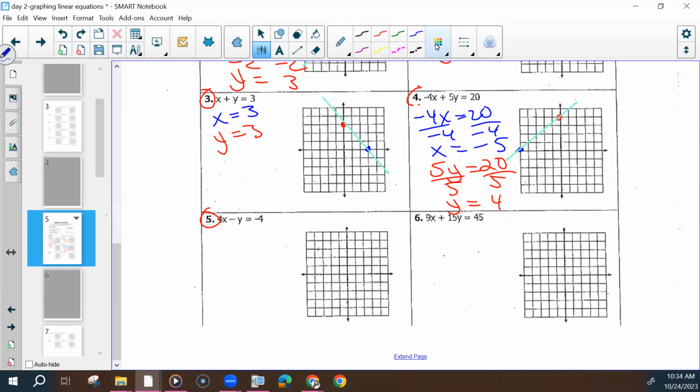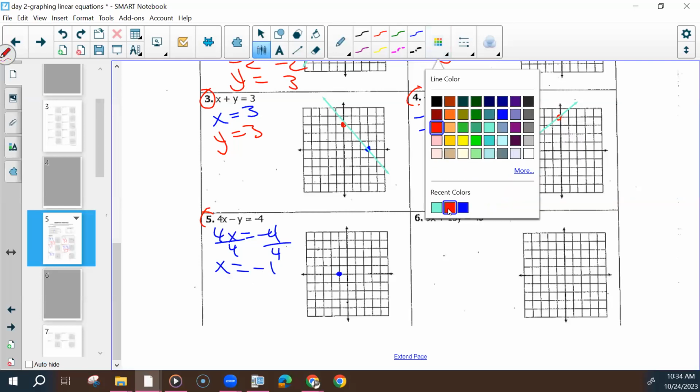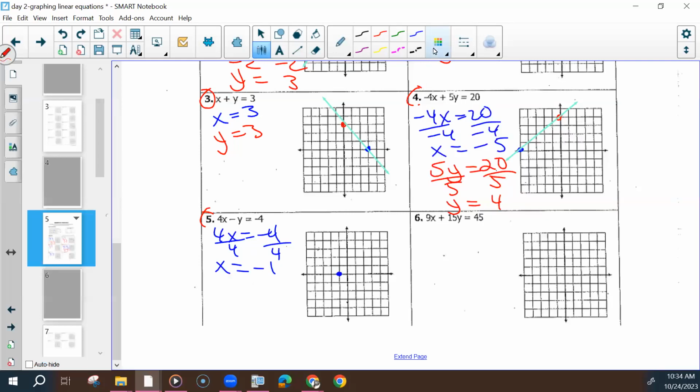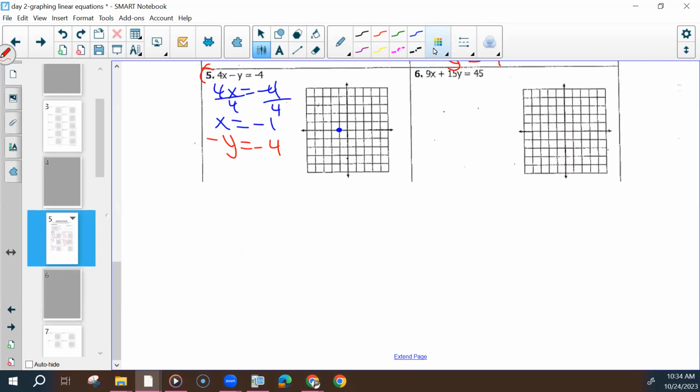Okay, number 5, if we're solving for x, get rid of the y term, what's left? Divide both sides by 4, so that x equals -1. And then if we cover up the x term, what's left? -y. Don't forget about that negative, equals -4. So to get y by itself, divide both sides by negative, not y, but the number that y equals 1.